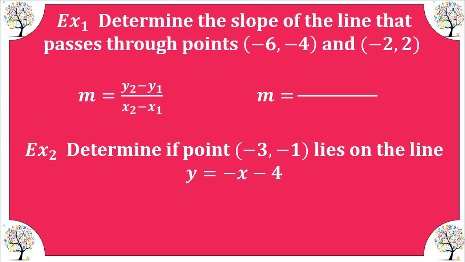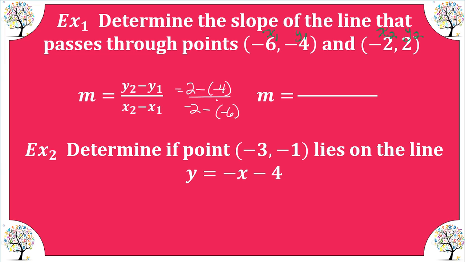Here we have a line that passes through (-6, -4) and (-2, 2). We want to find the slope, or the constant rate of change, between these 2 points, and we don't have the graph. So our first coordinate, we have x1, y1, and then we have our second coordinate, this is x2 and y2. And now we're going to plug those into our formula to find the slope. So we have 2 minus -4 over -2 minus -6.